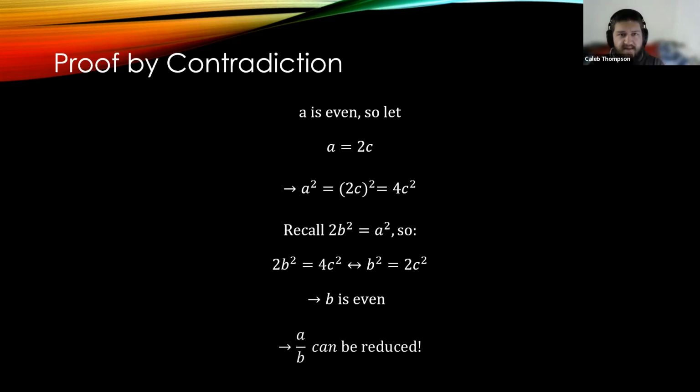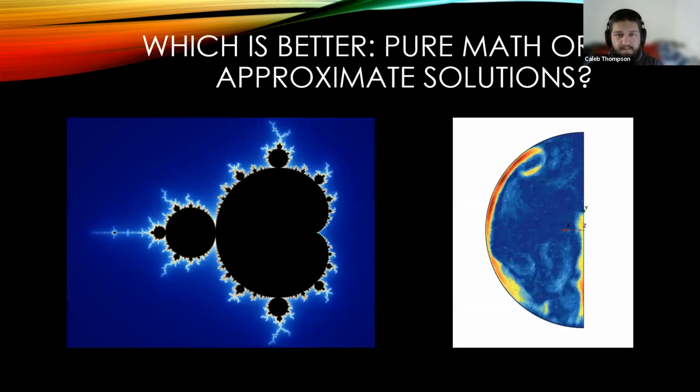So this leads me to kind of a question. Which is better, pure math or approximate solutions? On the left-hand side, that's the Mandelbrot set. Some of you are maybe familiar with it. Really cool theoretical thing that I definitely don't fully understand, but it's neat. On the right-hand side, this is actually a picture from my current research. So this is buoyancy-induced flow in a curved surface or on a pipe. As water warms up, it expands a little bit, and since it's expanded, it's a little lighter, so it floats. So the question we're trying to answer is, okay, as that water floats along the side, how does it flow?